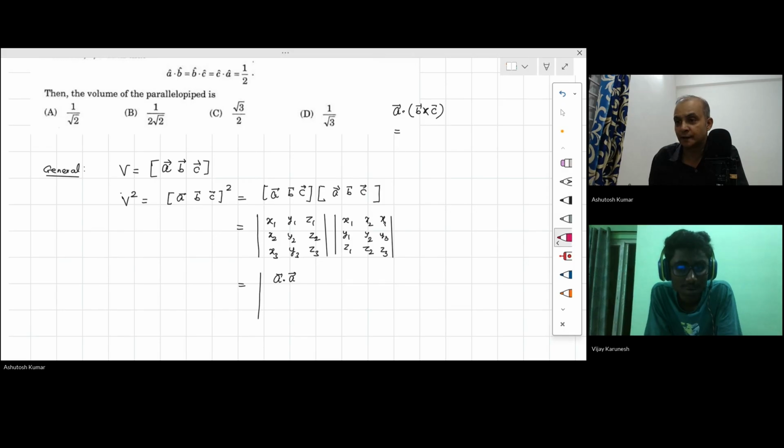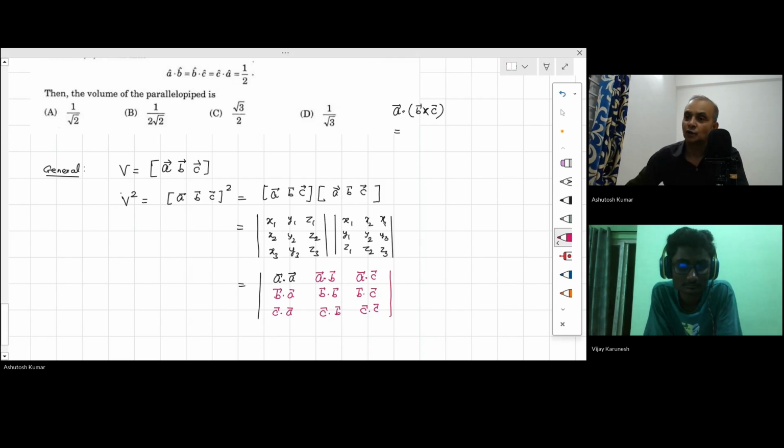Can you tell me the second term here? A dot B. Very good. Here what we get? Then A dot C. Here what we get? B dot A, B dot B, and B dot C. Very good. Here what we get? C dot A, C dot B, and C dot C. Correct.